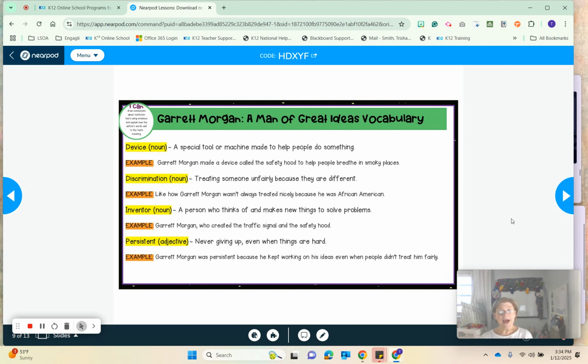persistent, an adjective. Now, we don't always talk about adjectives, but in your OLS, you have learned about them. An adjective describes. It's a describing word. And so persistent is an adjective. It's describing the noun. It's describing Garrett Morgan. So never giving up, even when things are hard. Garrett Morgan was persistent. We're describing Garrett Morgan's character. He was persistent because he kept working on his ideas, even when people didn't treat him fairly.